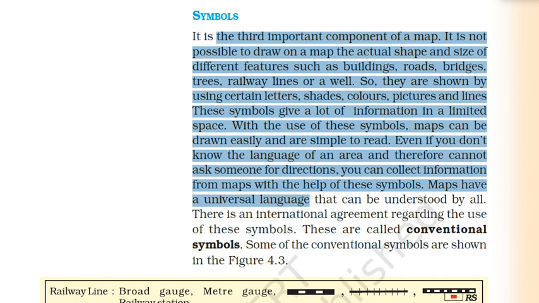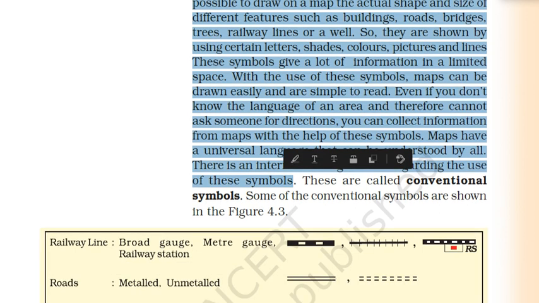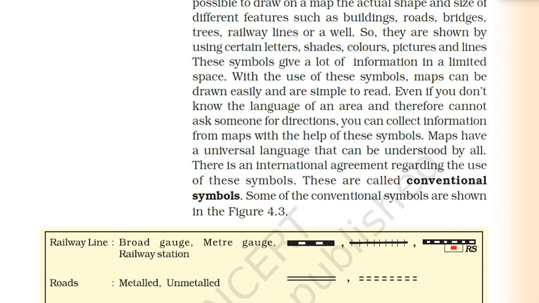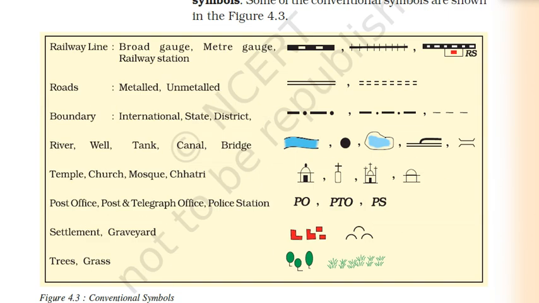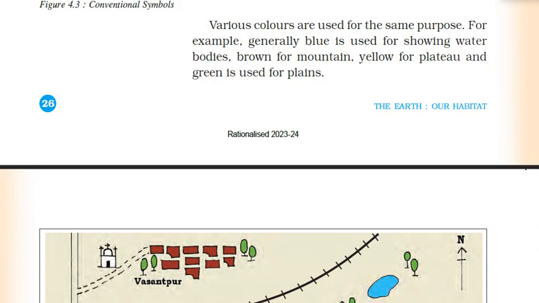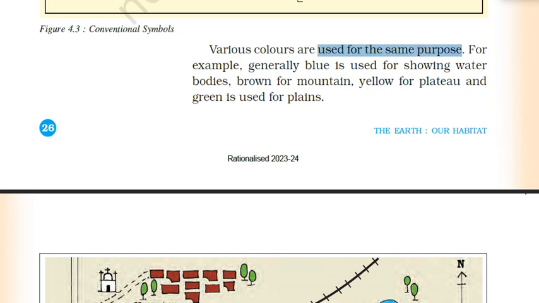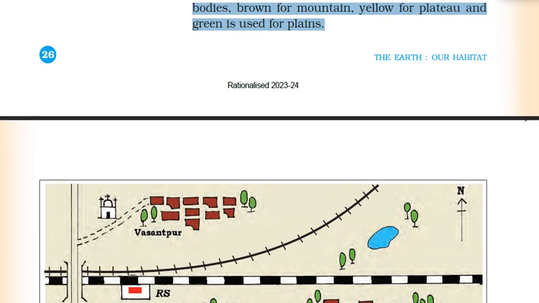There is an international agreement regarding the use of these symbols. These are called conventional symbols. Some of the conventional symbols are shown in figure 4.3. Various colors are used for the same purpose. For example, generally blue is used for showing water bodies, brown for mountains, yellow for plateaus, and green for plains.